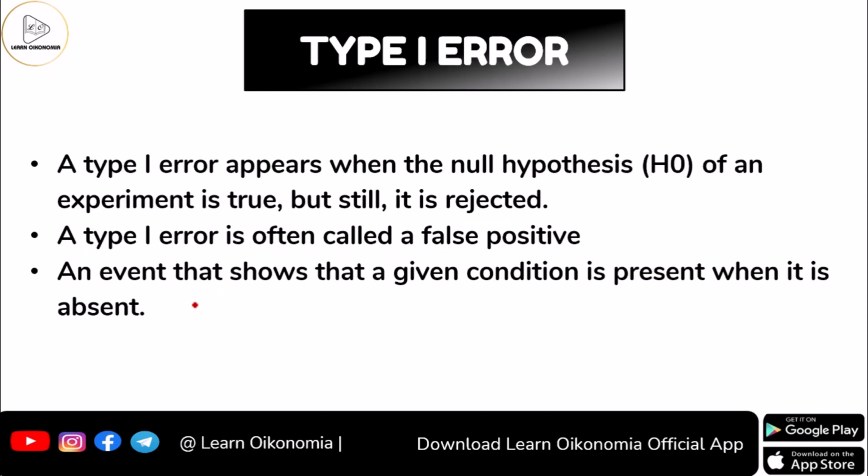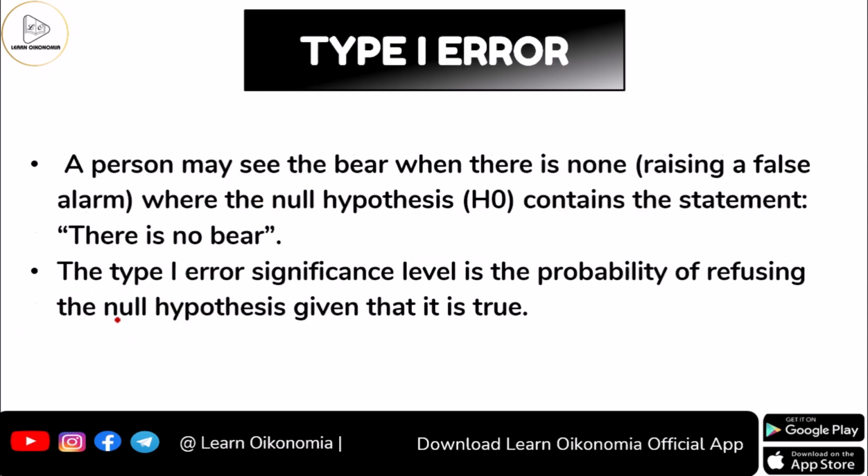Okay, by saying that, let's consider more. Moving specifically to type 1 error, as I've told you, this would be happening when null hypothesis of a particular experiment is true, but you are rejecting it. You are not considering it. Even though it is true, you are rejecting it. And a type 1 error is something which you can call as false positive, and this would be showing an event with a given condition is present when it is actually absent.